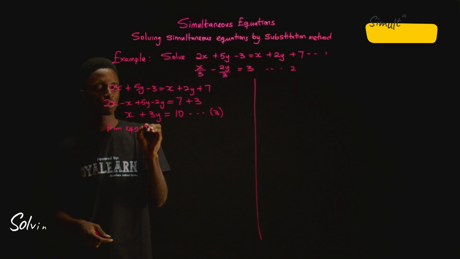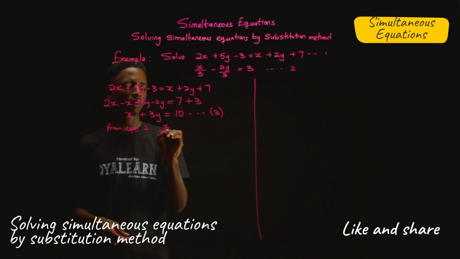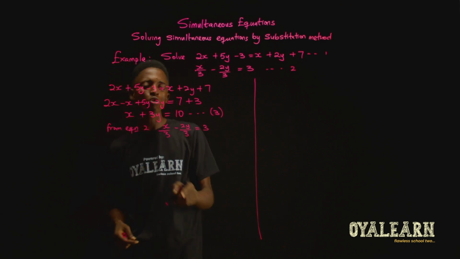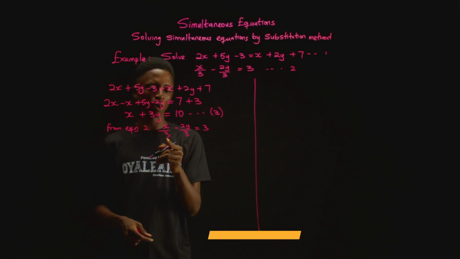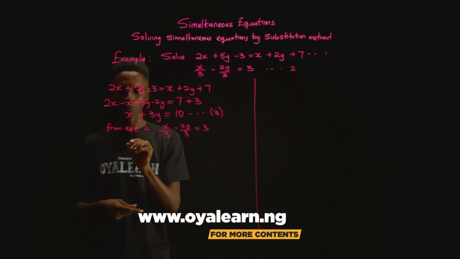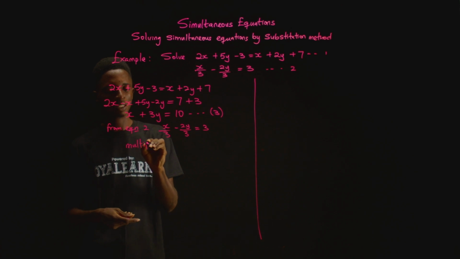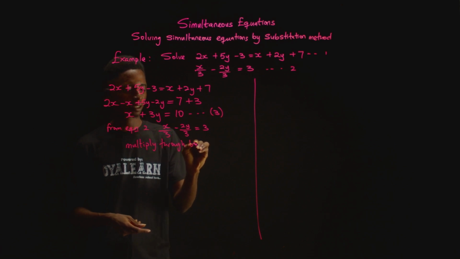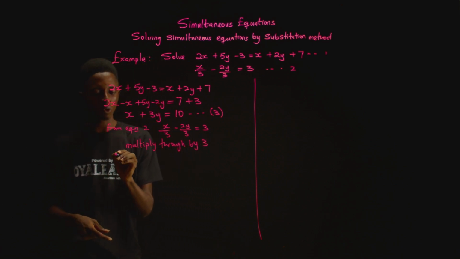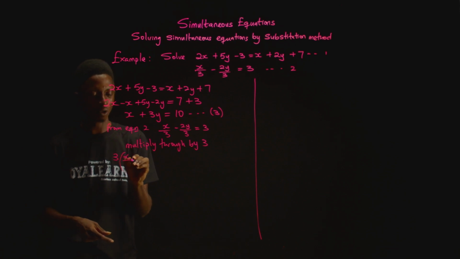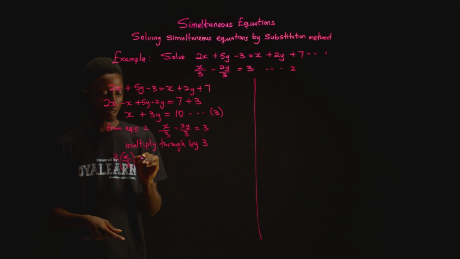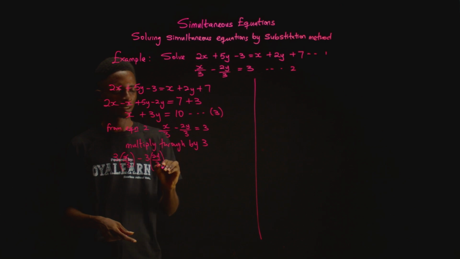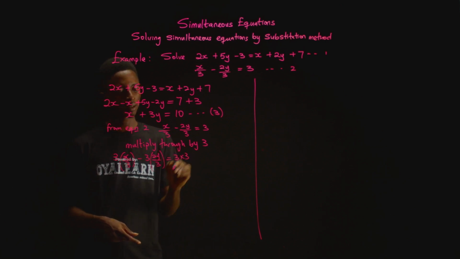from our equation 2, where we have x over 3 minus 2y over 3 equals 3. We're going to multiply through by the LCM of 3 and 3, so that is multiplied through by 3. That will mean we'll have 3 multiplied by x over 3 minus 3 multiplied by 2y over 3 equals 3 multiplied by 3.